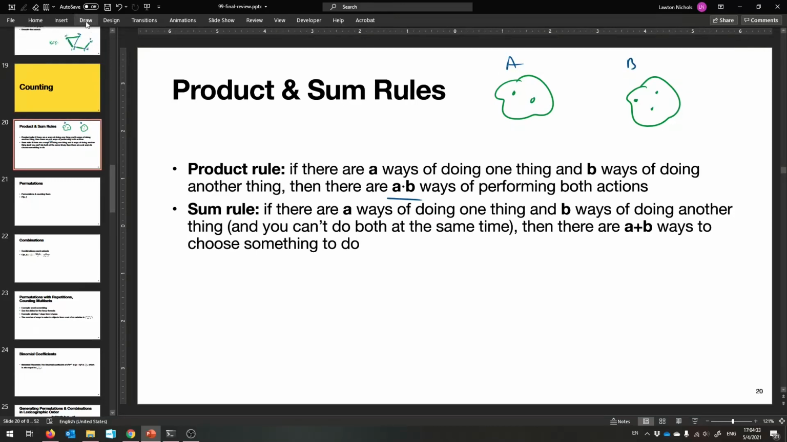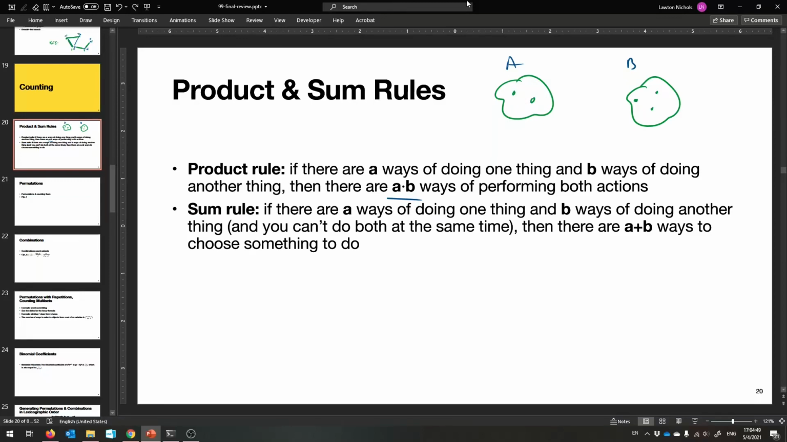So there's 6 things that we can do. I could do this one and this one, that one and this one, that one and this one. I think you get the idea. Or I can do this one and that one. So 6 ways total. That's the product rule.